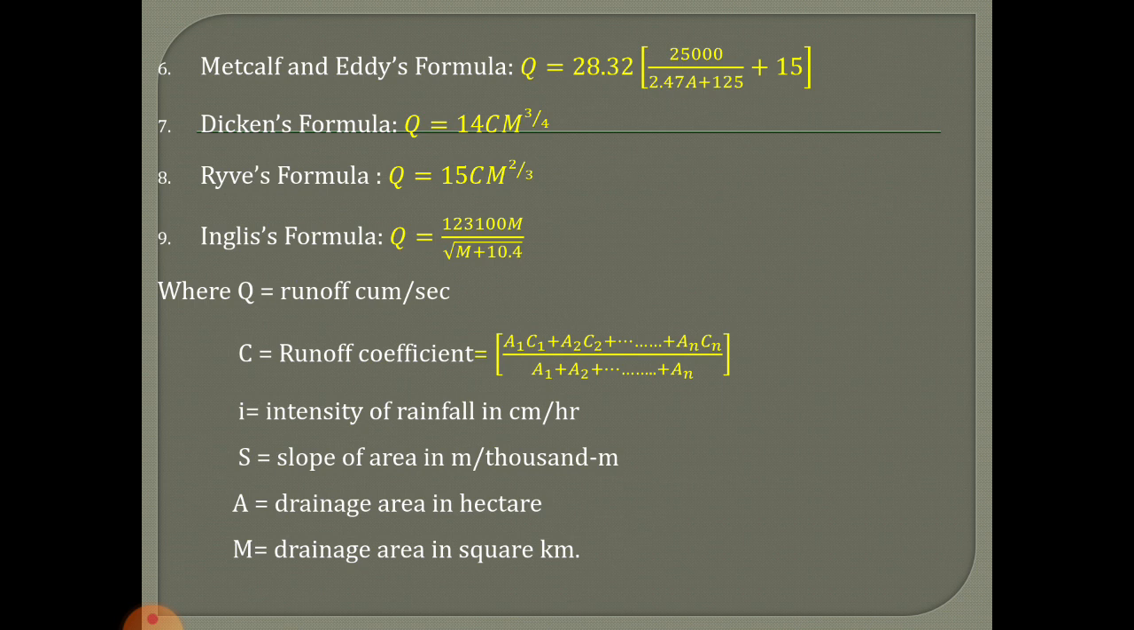Next, Metcalf and Eddy have also developed one formula: Dickens formula, Revid's formula, English formula, where the Q in all the above formulas is runoff in cubic meters per second, and where C, that is called the runoff coefficient, is calculated like this, where A is the drainage area in hectares, S is the slope of the area in meter per 1000 meter, M is the drainage area in square meter, and I is the intensity of rainfall in centimeter per hour.